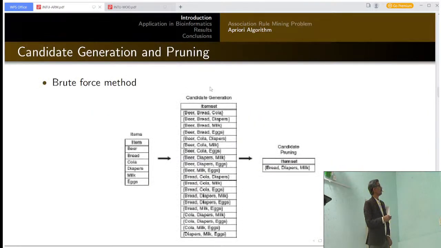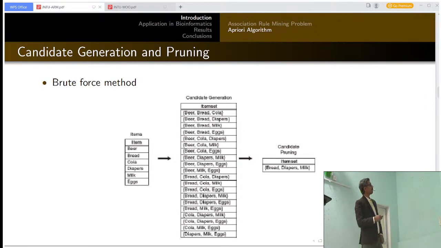So here is an example. This is an example of a brute force technique. You generate all possible candidates, and suppose we want to find all frequent 3-itemsets. In the brute force technique, if you have 6 items, you generate 6C3 3-itemsets, compute the support of all of them, and finally find that only 1 itemset is frequent. So all the rest of the computations are unnecessary, right?